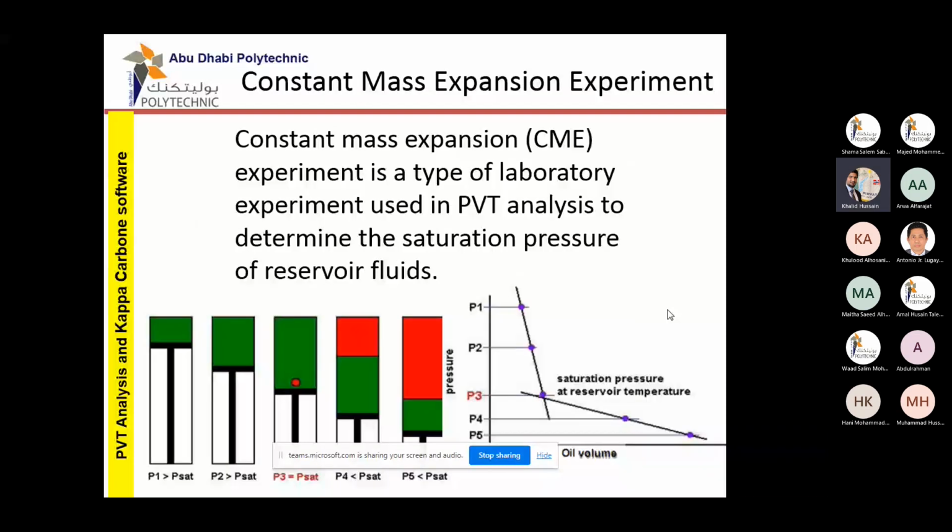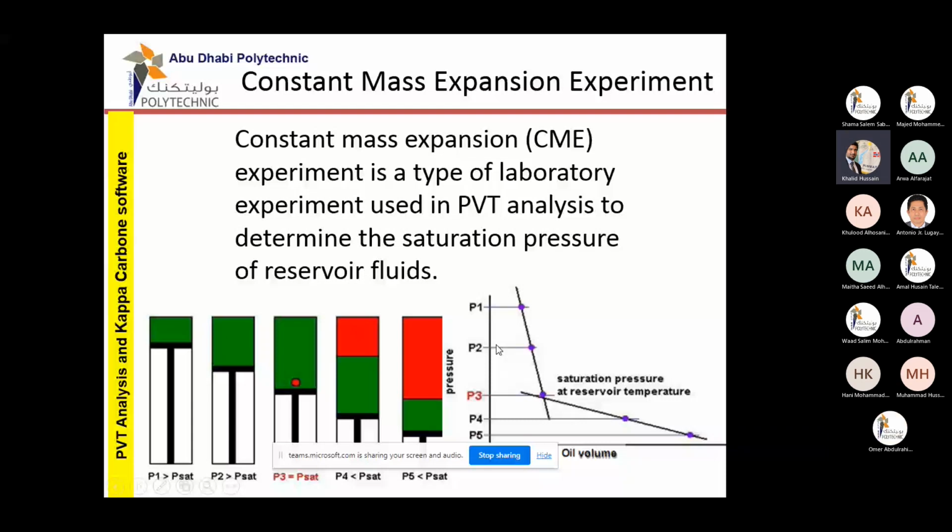Here we have an oil sample. And if we move the piston, the oil will expand. We can take a value here, P1 versus volume, right? P2, pressure is decreased. If you look at the graph, pressure is decreased but volume is increased, right? And then P3, P4, we can make a straight line.